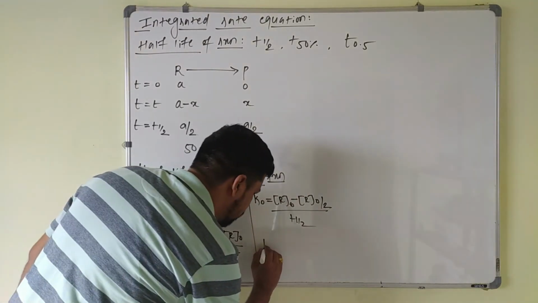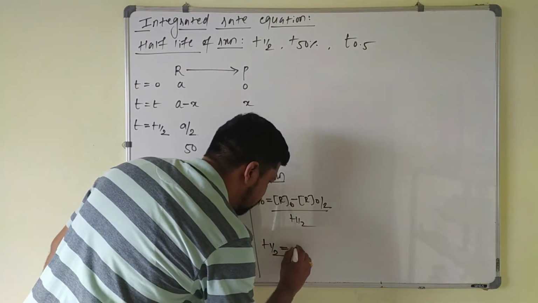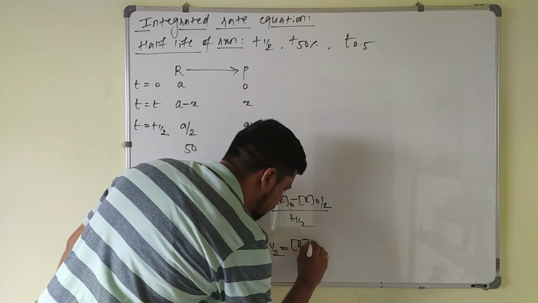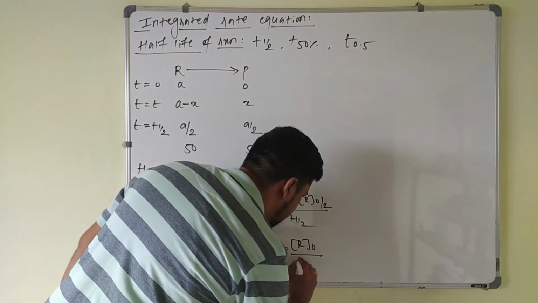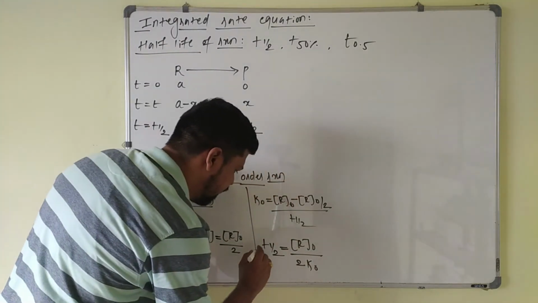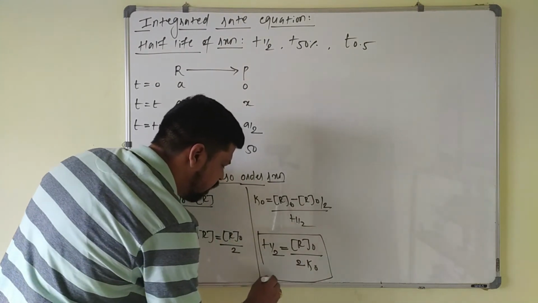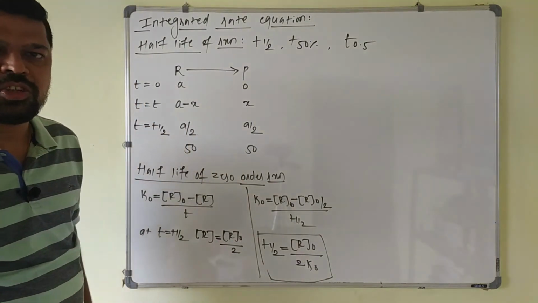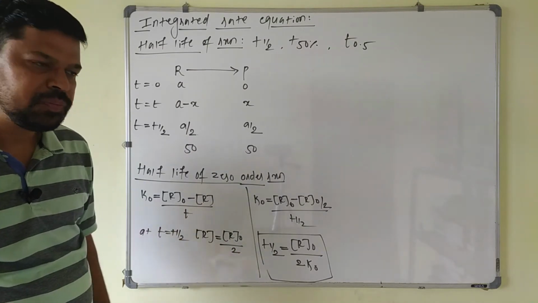So if you rearrange this one, what you will get here? t half is equal to the initial concentration R naught divided by 2 into k naught. This is the equation for half-life of the zero order reaction.